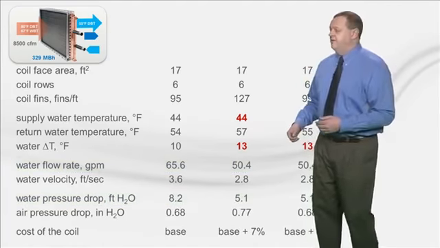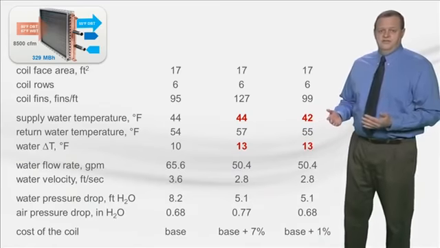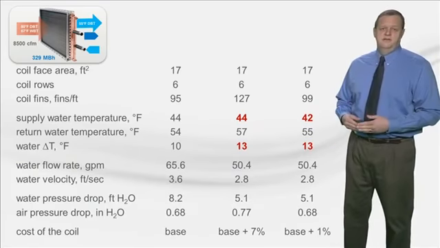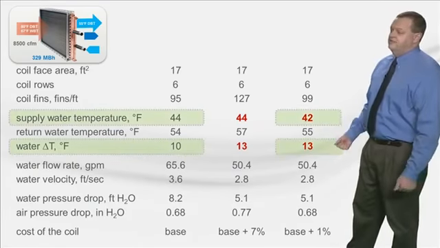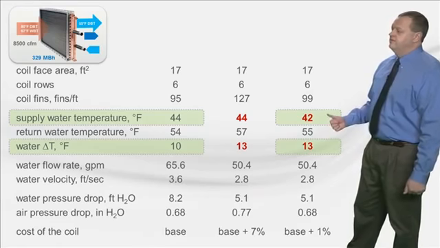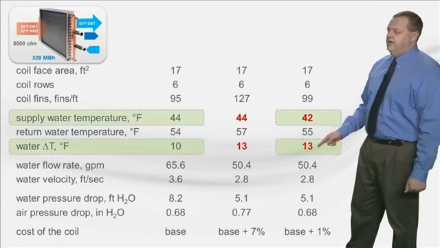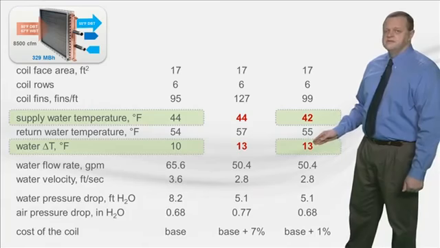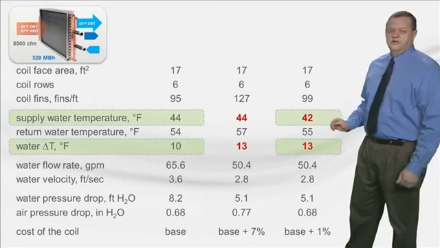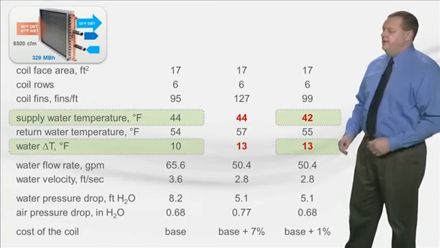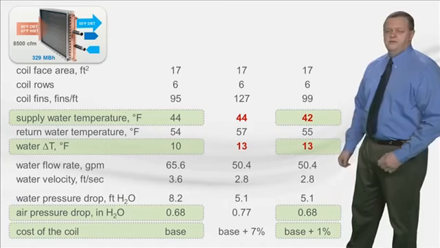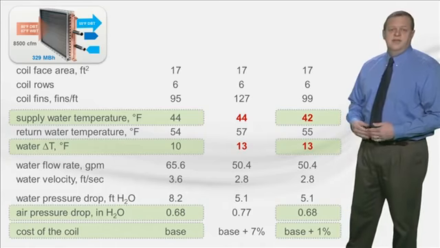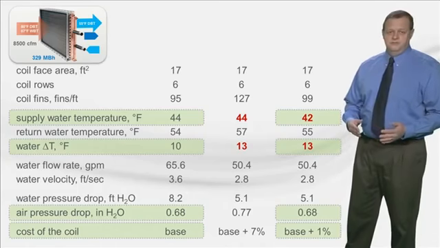Now let's take it a step further and ask what's so special about 44-degree supply water. This next selection shows the same size coil but using 42-degree supply water and a 13-degree delta T. With the colder water, this coil is able to provide the same capacity at basically no change in air pressure drop or cost. And it still benefits from the lower flow rate and water pressure drop.